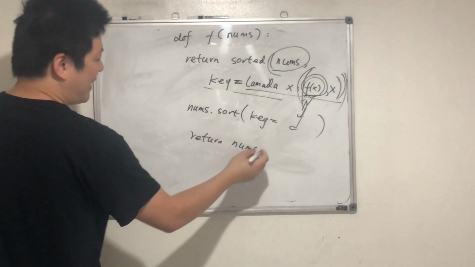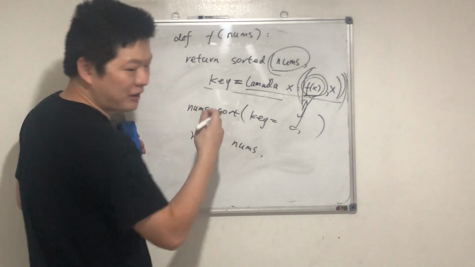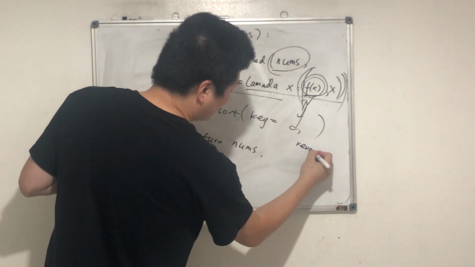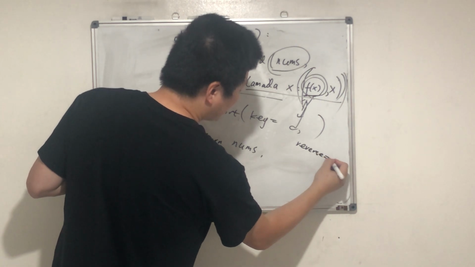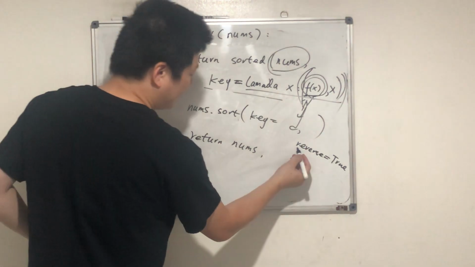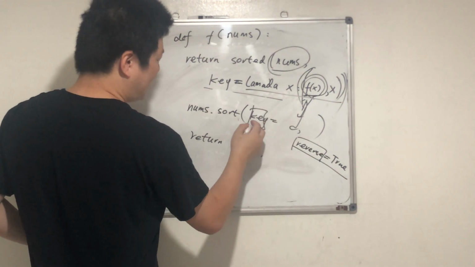Okay, return sort. And actually you can do this reverse. If you want to sort it from the largest to the smallest, you can pass reverse equals true, right? By default it's false. So this is sorting, you can do this, passing the parameter reverse or key.